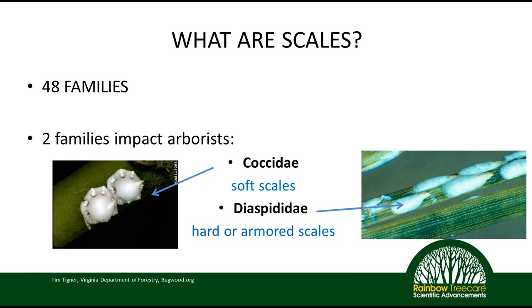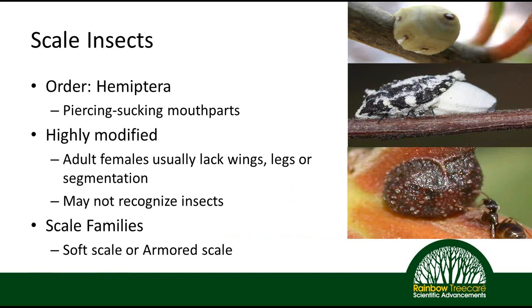But first, a little bit of general background. As I said before, they're part of the order Hemiptera, which means that they've got piercing, sucking mouthparts. That's the main factor that defines these insects. With piercing, sucking mouthparts, they can pierce cells directly. These, like other insects, exist on the bark, on the leaf, on the petiole tissue.